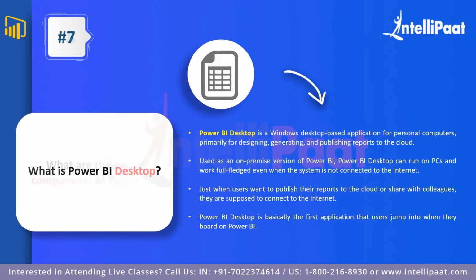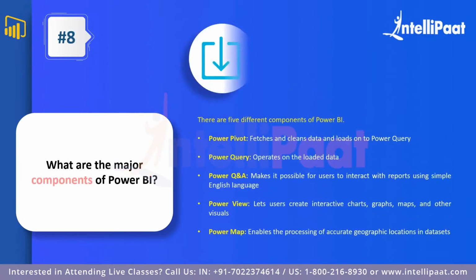Now, moving on to the 8th question, it states, what are the major components of Power BI? Power BI has 5 very important components that you have to talk about. One is Power Pivot, where we talk about how we can fetch the data, clean the data, and load it onto what we call Power Query. Power Query is used in between, for the user interaction between the data that is present and how we interact with it, based on a lot of features, programming sets, and operations such as loading the data, pulling the data, cleaning the data, and a lot more.